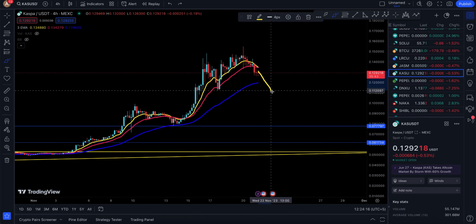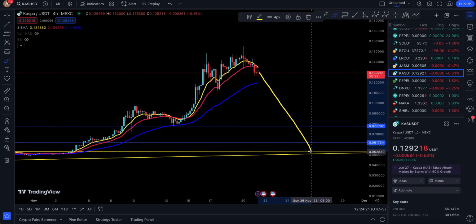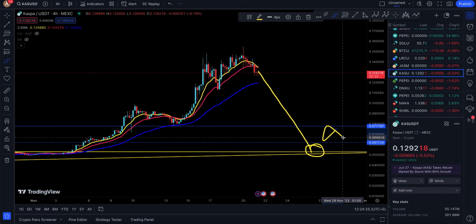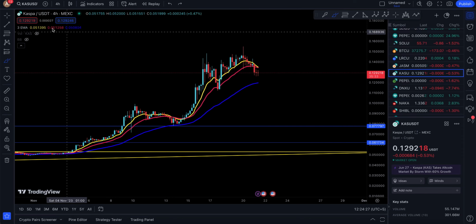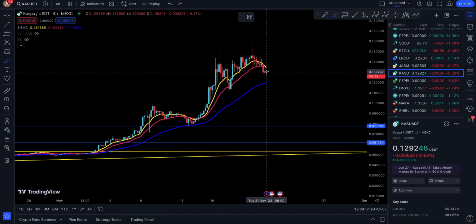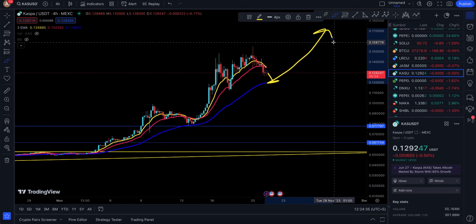This is going to be 0.05 right here. I think this is a place where KAS has not visited, and it's an open entry that it may visit in the future. But before we go down there, let's see if we can actually lose the 55 or just bounce off the 55 and continue higher. So that's it for this update.